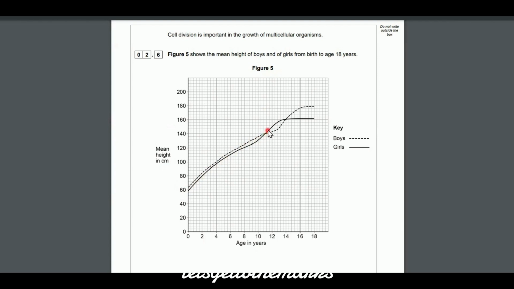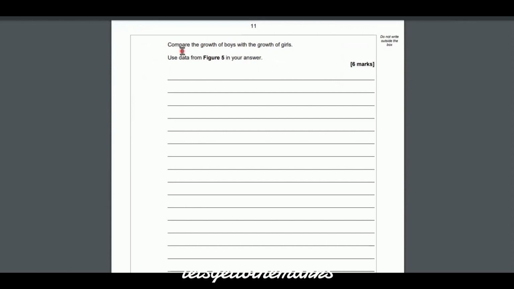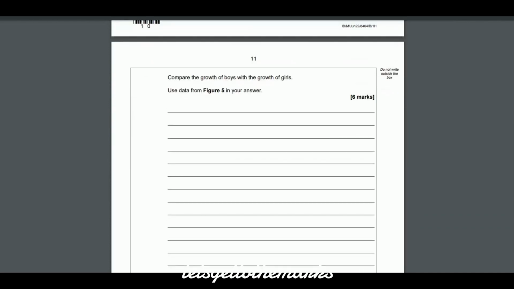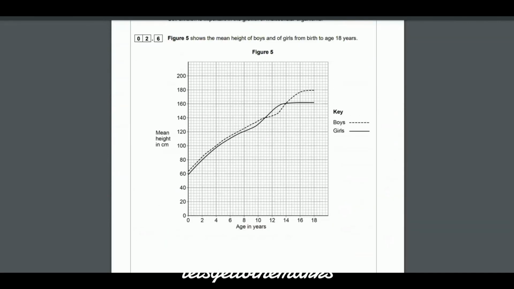And from there, the girls take over until age 14. So between 11 and 14, the mean height of girls is bigger. And then boys go back in front at 14 and stay bigger up till the end of our graph, which only goes up to 18. So we're going to now have a look. 6 marker. Compare the growth of boys with the growth of girls. Use data from figure 5 in your answer. Beautiful one, this one, because nice and easy, but you just got to be clear and concise. They're testing you on how you can read a graph.